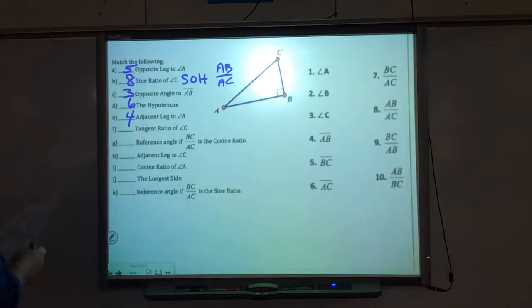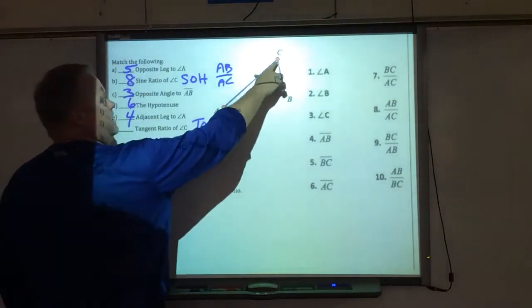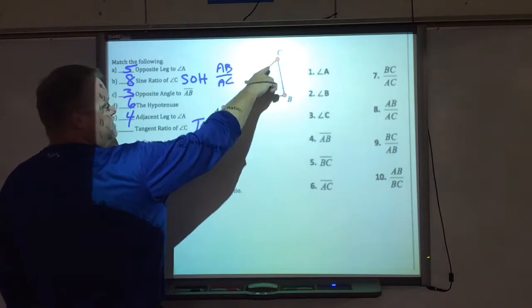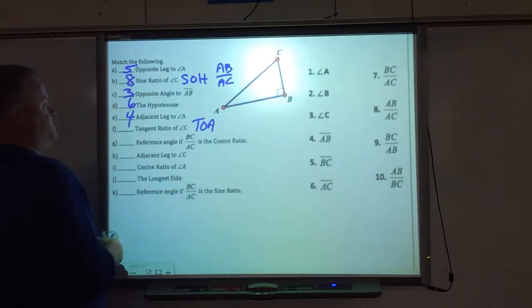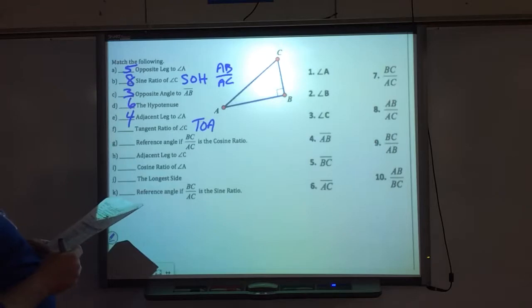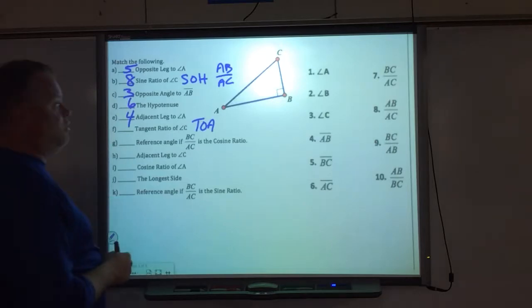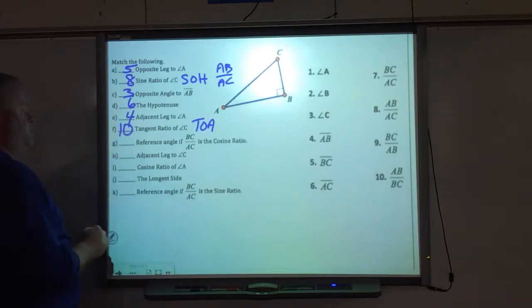All right, number F, tangent ratio of C. I know that that is TOA. So if I'm looking at C, that is opposite over adjacent. Well, what value would that be? AB over BC. That is 10. Very good.